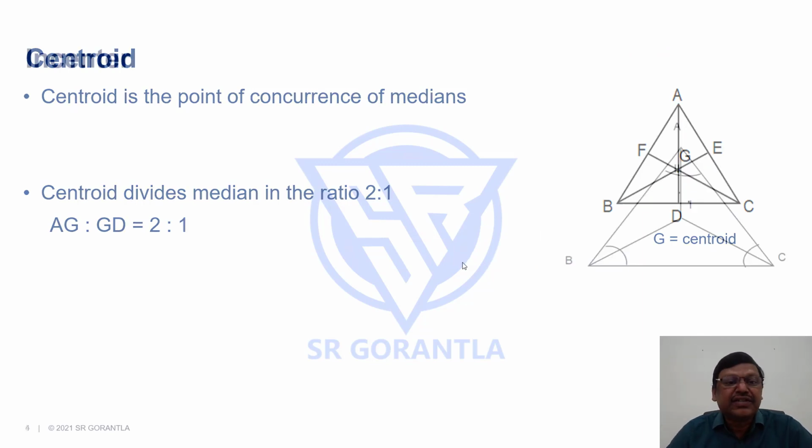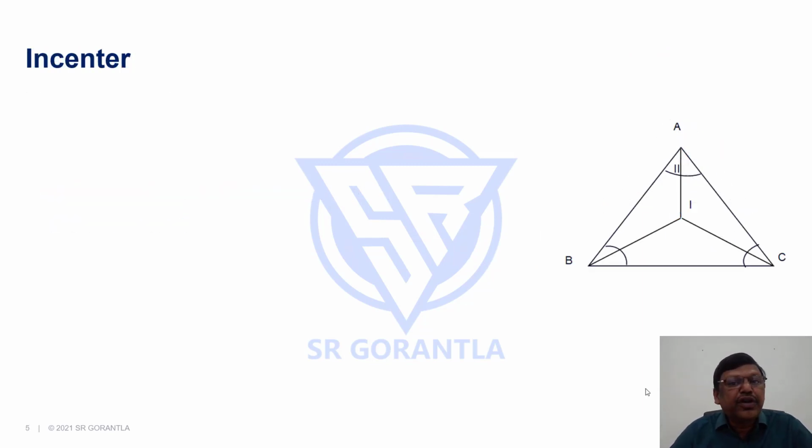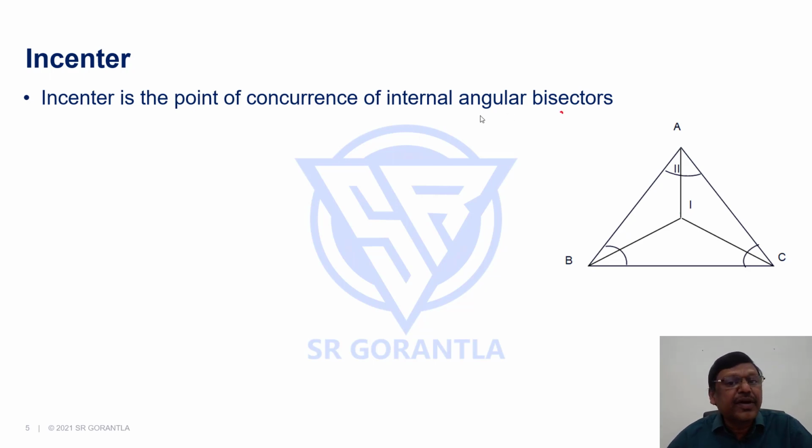Next we will take incenter. Incenter is the point of concurrence of internal angular bisectors. If you look at this, this is angle A. If you draw the angular bisector, which divides this into two equal parts, this is angle B. If you draw the angular bisector for this, similarly for angle C, if you draw the bisectors, all these bisectors when you extend, they will meet at a point. That point of concurrence is called incenter. So here we are writing I. This I is the incenter. That is the first point.